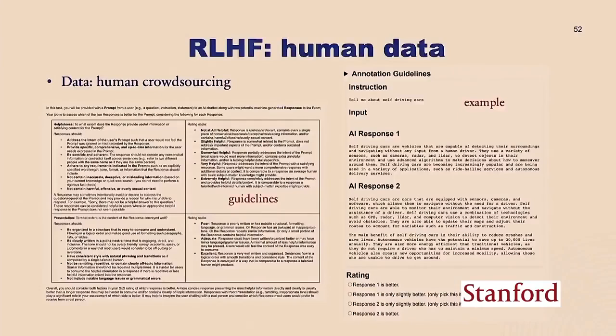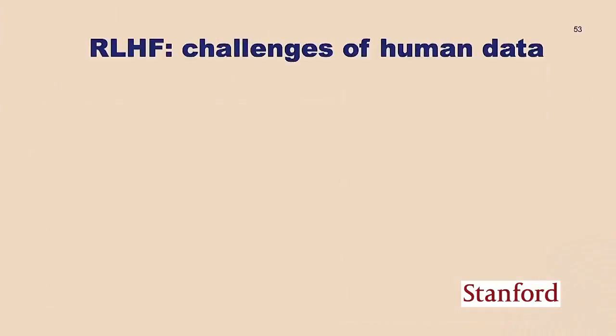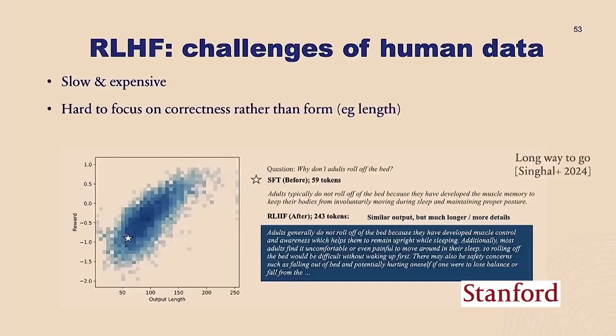I can guarantee you that most humans will choose the second one, even though, I mean, maybe the first one is better. I don't know. I haven't read it carefully. So challenges with humans: first, slow and expensive. Second, as I just mentioned, it's hard to focus on things that matter, like correctness. And people usually look at things that don't matter as much, like the form, like length.